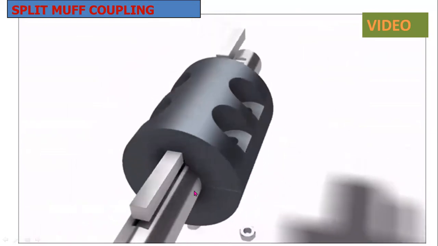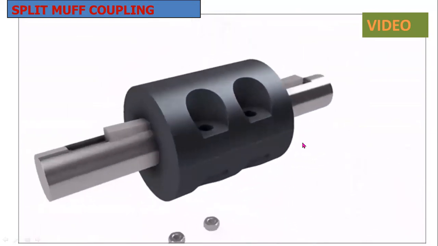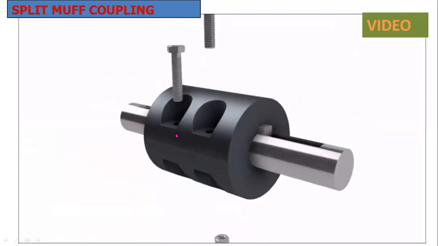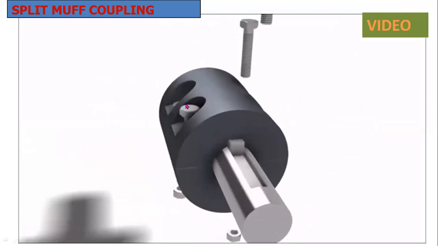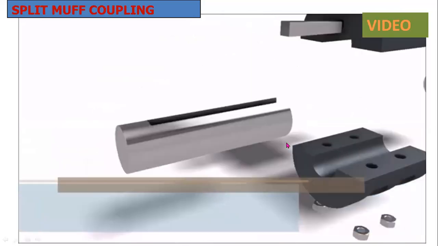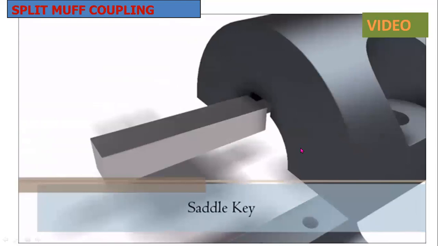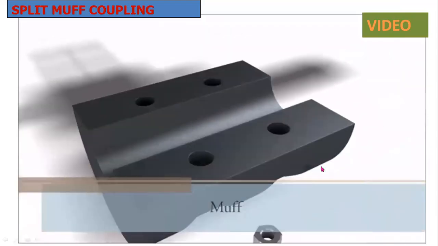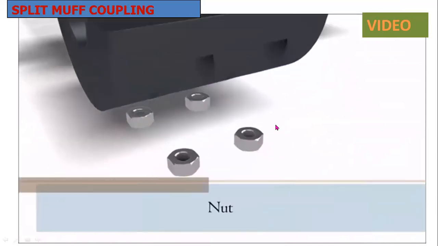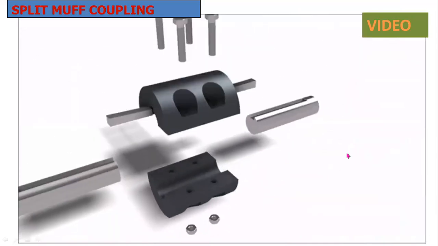Okay, so this one is key groove. So this one is a bolt. Okay, bolts and nuts are used to join the two halves of the sleeve or muff coupling.